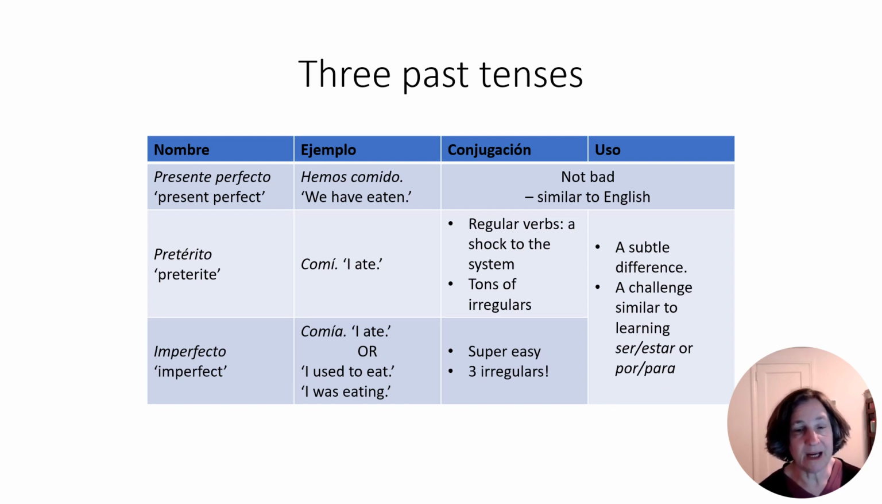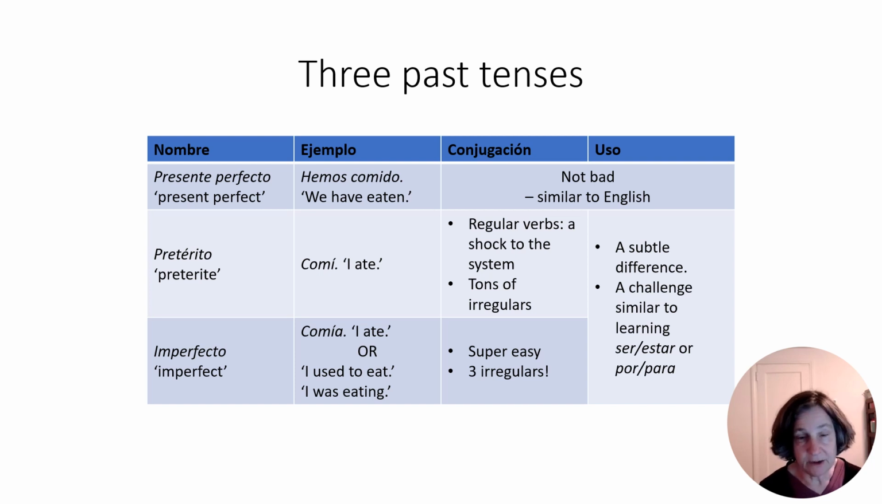An example is hemos comido, meaning we have eaten. You shouldn't have any trouble with this one. The conjugation is similar to what we do in English, hemos comido, have eaten, and it's also used similarly to how we use the present perfect in English.